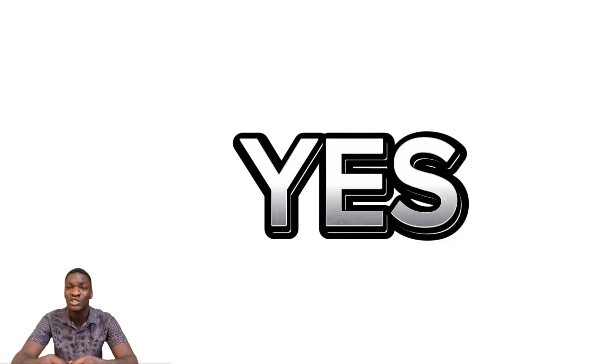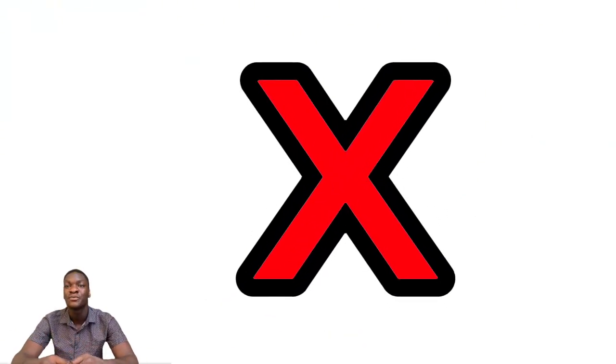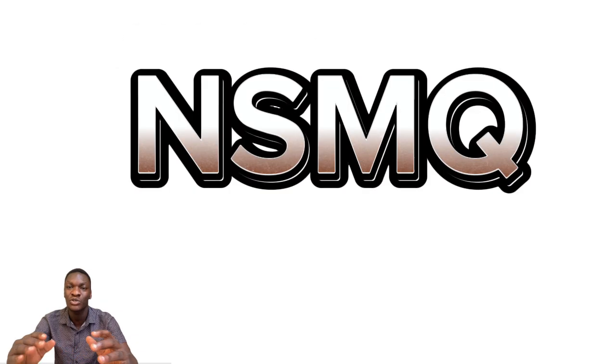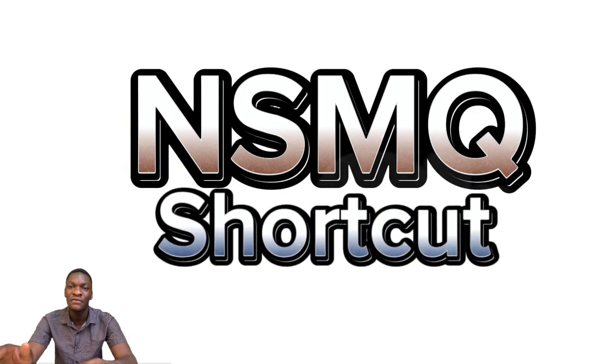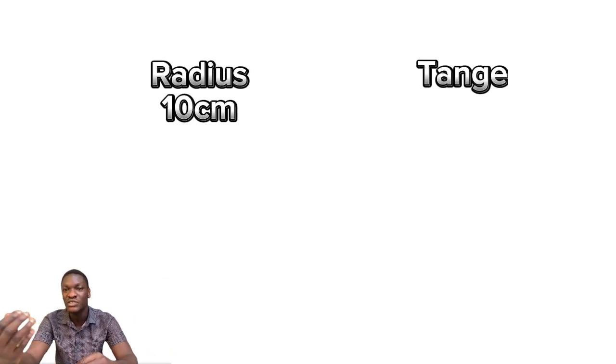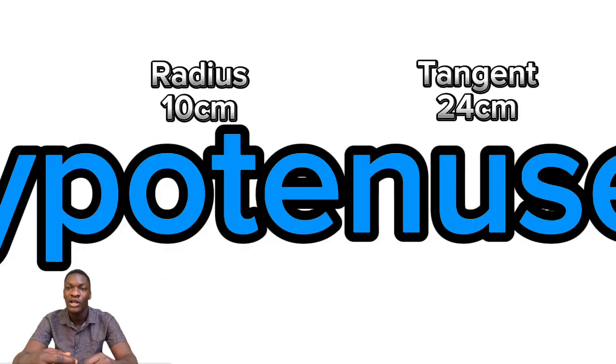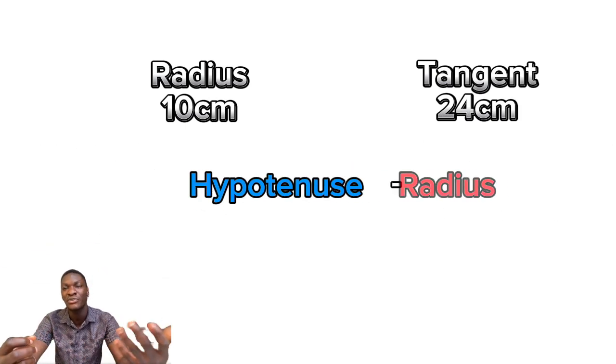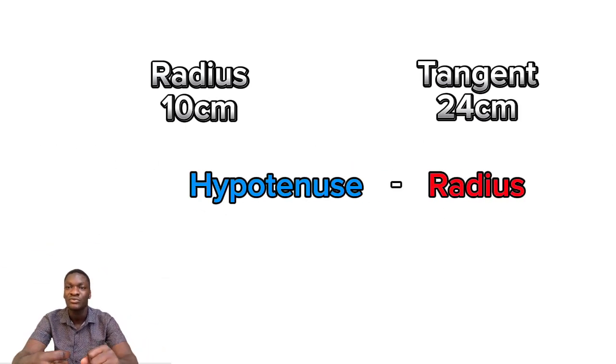This is a very, very, very long process. Is the answer correct? Yes, the answer is very much correct. Is it short? No. Is it fast? Absolutely not. So, this is when the NSMQ shortcut comes in. You can finish this if you are fast before she even finishes the sentence. And we've been given the radius 10 centimeters and a tangent 24 centimeters. We have to find the hypotenuse and subtract the radius from the hypotenuse.